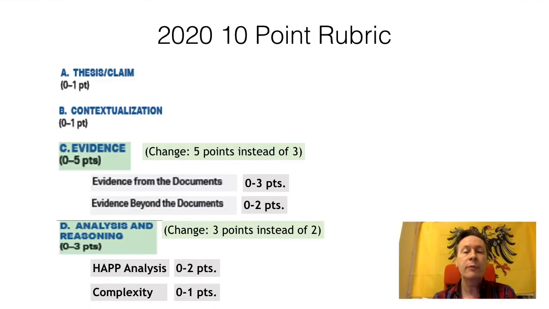Now for the 2020 rubric. All right, 10 points instead of 7, with some slight modifications indicated with a green background.